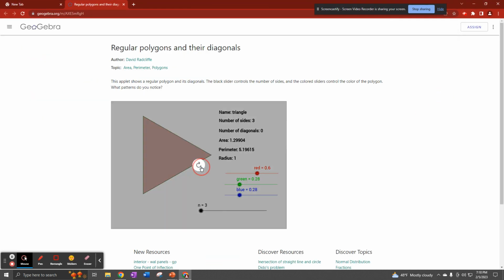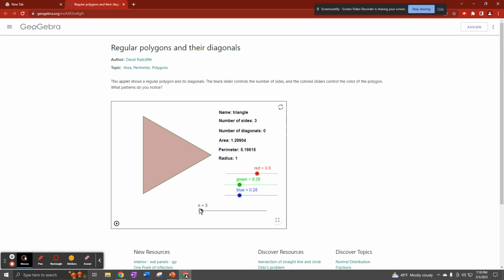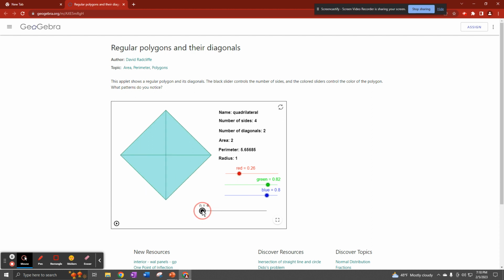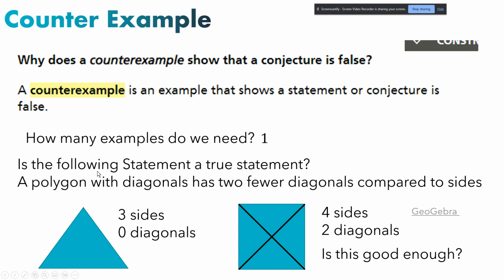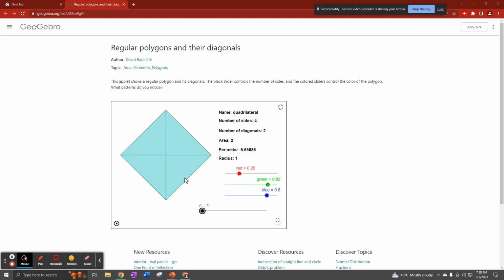So if we're looking at this, we're going to play around with this for a second. Notice we already saw this. In fact, let's make it a nice, more greenish blue color and reduce it a little bit. So if you've seen this, we already saw that, and then we just went to the 4. Number of sides 4, number of diagonals 2. As soon as we find something that makes our statement, which is that a polygon with diagonals has 2 fewer diagonals compared to sides, as soon as we find the sides and diagonals almost even, we're good.